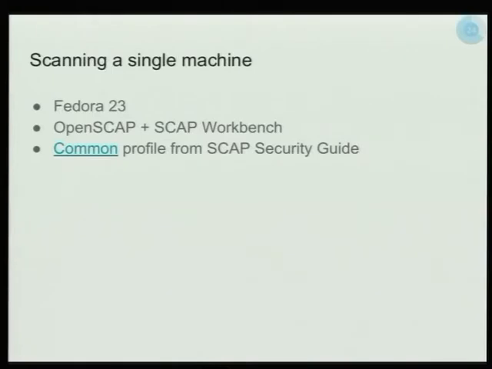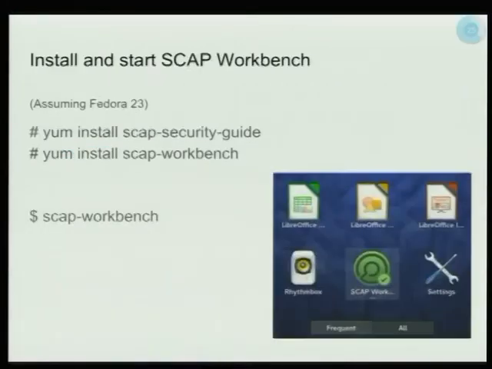So let's give you an example. Let's scan a single Fedora 23 machine with OpenSCAP and SCAP Workbench, and let's use a common profile from SCAP Security Guide, which Jan will introduce later. Let's just use this as an example for now. So the first step we need to do is to install the tools. We need to install two packages, SCAP Security Guide and SCAP Workbench. After that, we just need to start SCAP Workbench.